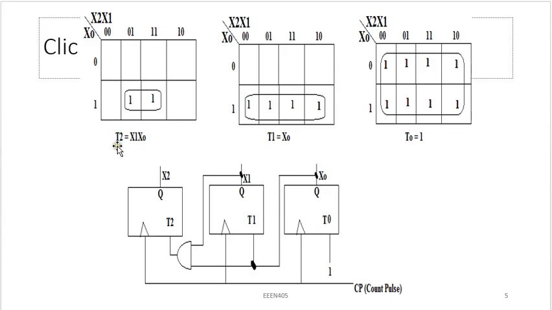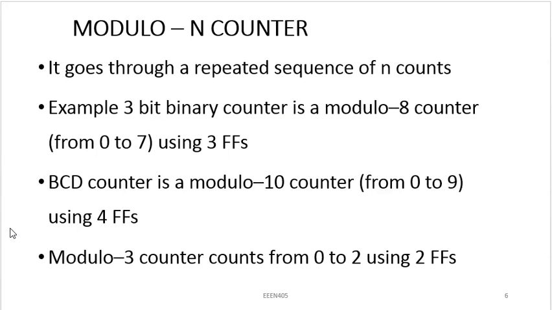And what is the input to t2? It is the product of x1 and x0, so I'll bring this x0 and x1, pass them through an AND gate, and finally they will enter the t2. This is how we draw our logic diagram of the binary counter.